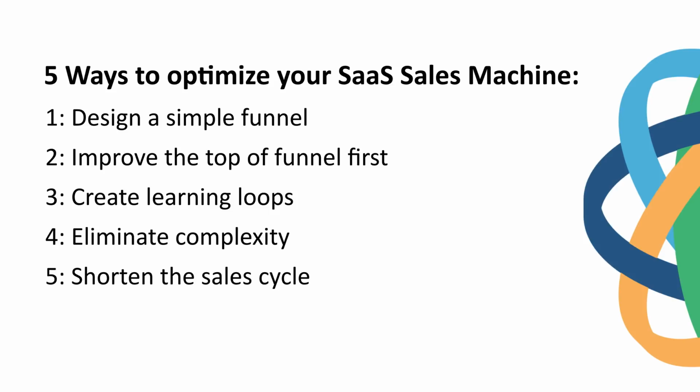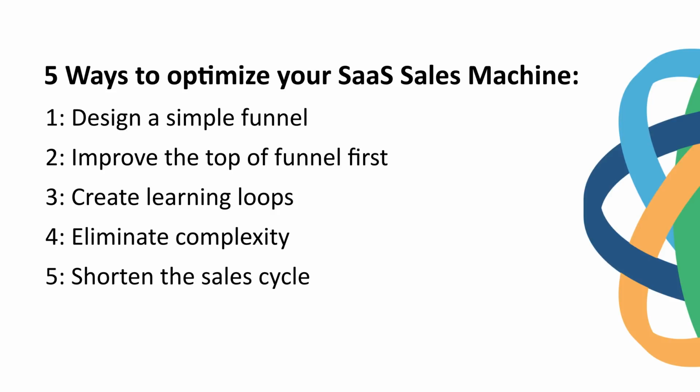Number 1, design a funnel. Number 2, improve the top of the funnel first. Number 3, create never-ending learning loops. Number 4, eliminate any complexity you can from your SaaS sales machine funnel. And number 5, shorten the sales cycle whenever possible.